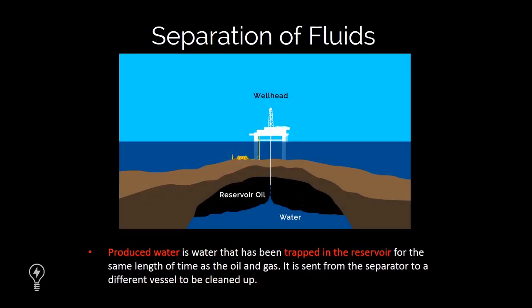Now, in the process of extracting oil and gas, we also extract water, what is often called produced water. Now, typically this is sent from the separator to a different vessel to be cleaned up.